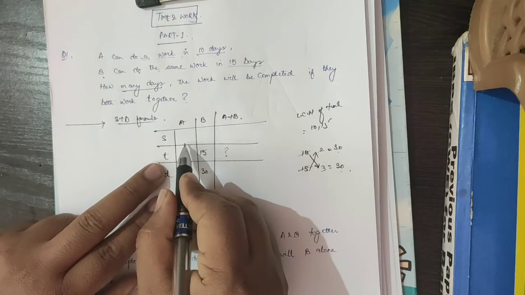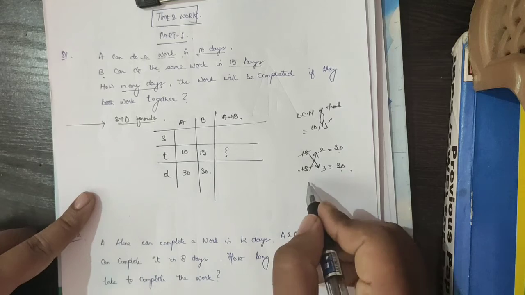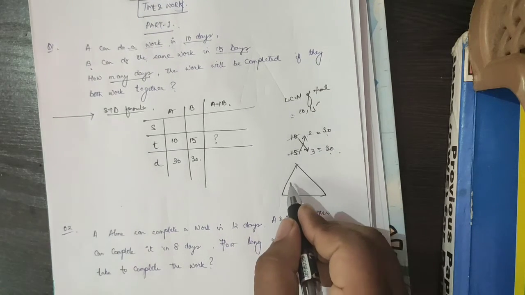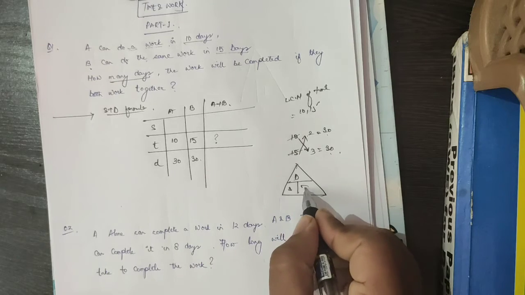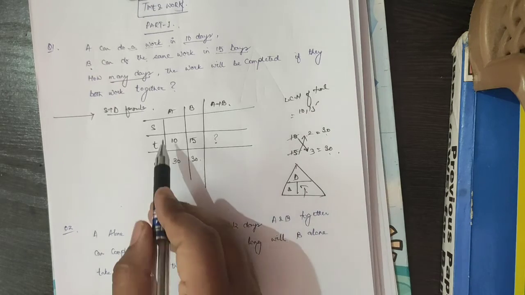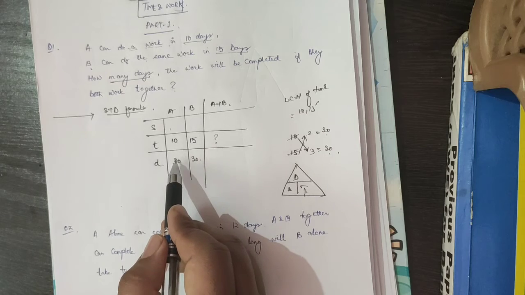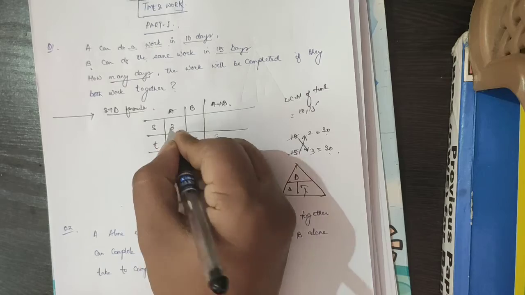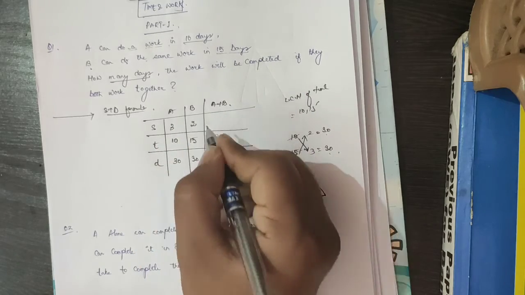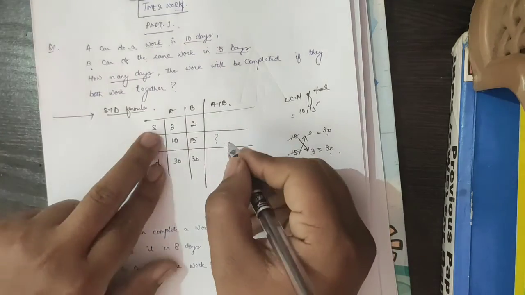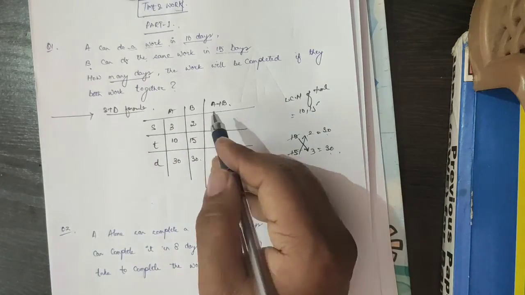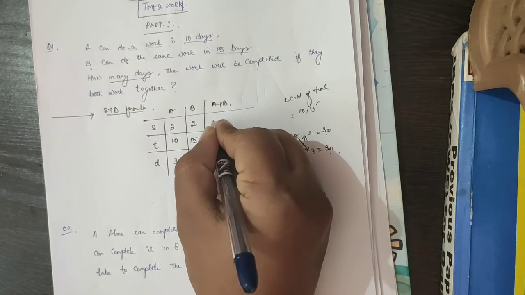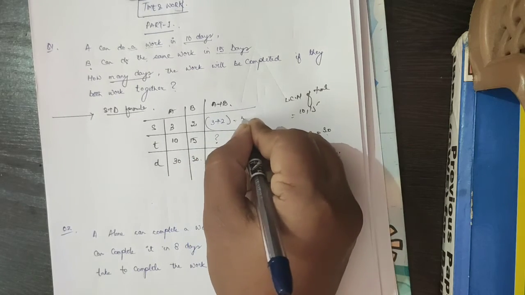Now to find speed. What is speed? What did I tell you? The formula. If you forget the formula, just draw a triangle, DST. Speed is distance by time. Distance is 30. 30 divided by 10 is 3, 30 divided by 15 is 2. So the speed will be A plus B. One guy is 3 and one guy is 2. The speed will be 3 plus 2 equal to 5.